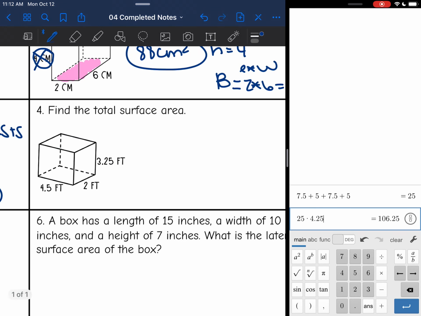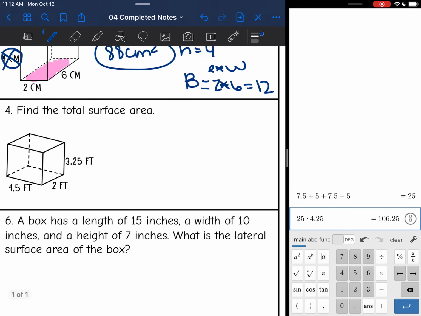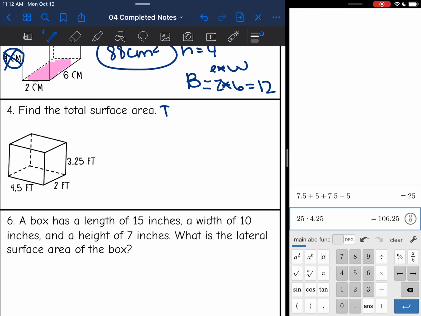Okay, let's look at number 4. I need to find the total surface area. So I'm going to do pH plus 2b. So I'm going to shade my bases. I'm going to use the bottom and the top again. And the distance connecting those is 3.25, so that'll be my height.